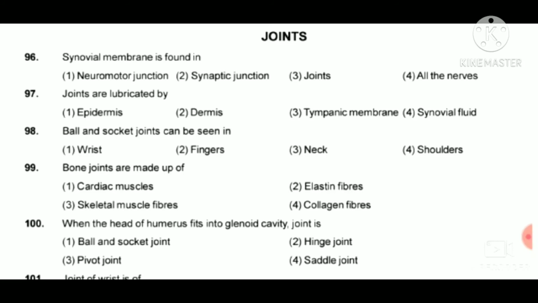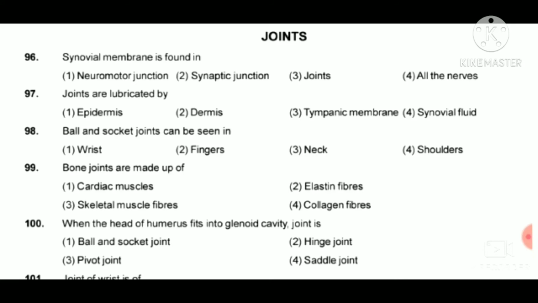Next is question number 97. Joints are lubricated by number 1 epidermis, number 2 dermis, number 3 tympanic membrane, number 4 synovial fluid, and the answer is option number 4, synovial fluid, which is present in the cavities of the synovial joints. Next is question number 98.